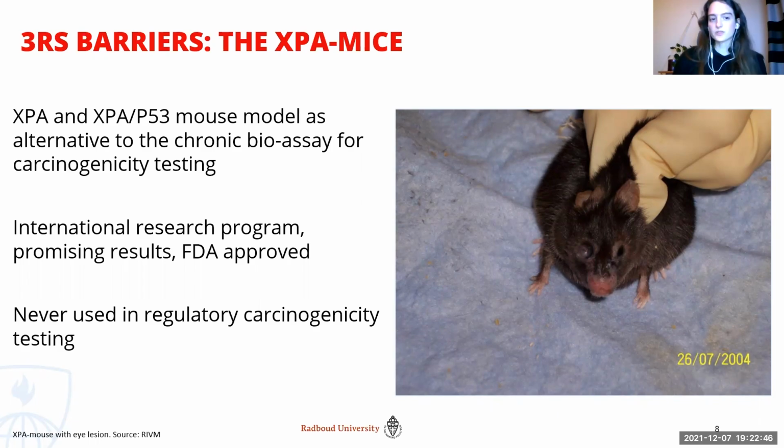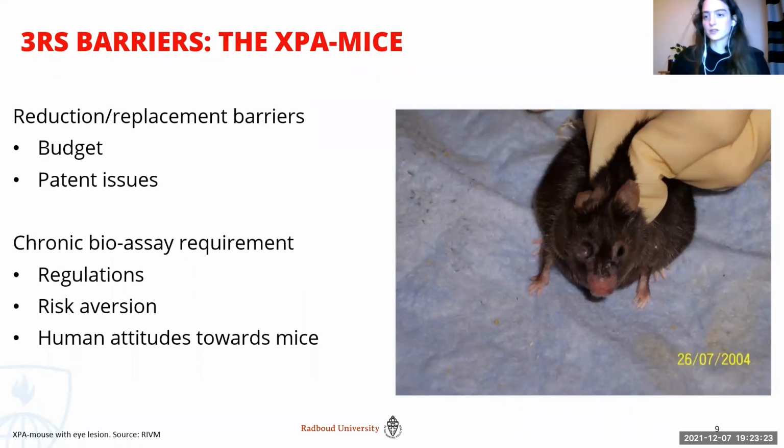And the results were promising, and FDA approved the test, though not necessarily as always a replacement, but at least approved in the sense that it was acknowledged that it could contribute to carcinogenicity testing in certain circumstances. But in the end, the XPA mice were never used in regulatory carcinogenicity testing, and they ended up frozen, like the last mice are frozen in a repository in the US. So then the question is, of course, why were they not used?